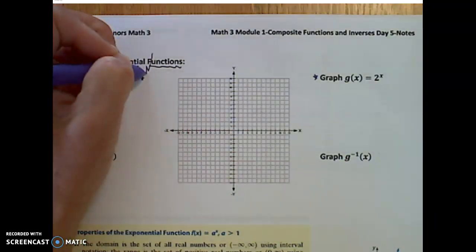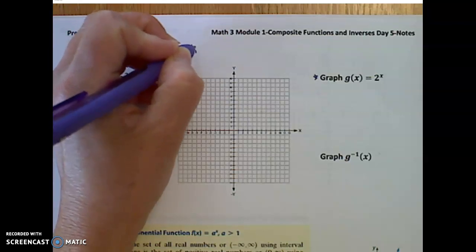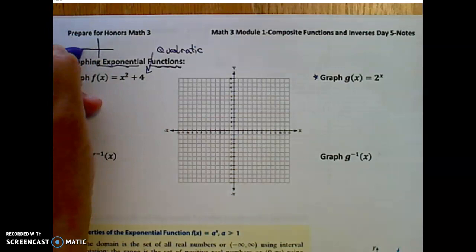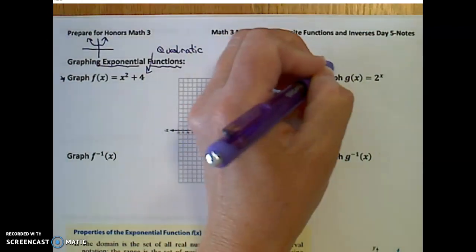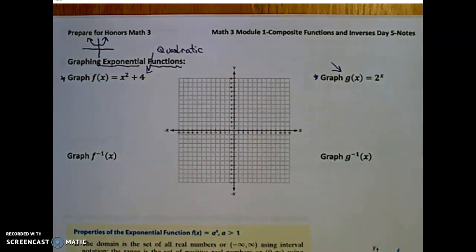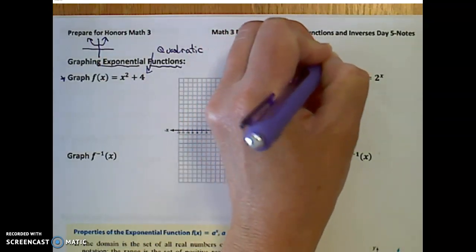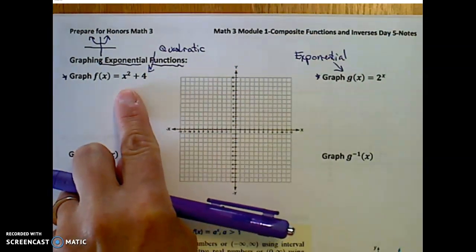You should recognize that this function is quadratic, and the shape of a quadratic function looks like this. You should recognize that this function, g of x, is an exponential function. By exponential, we mean the variable exponential. The variable is in the exponent. So this is an exponential function, but this is quadratic.